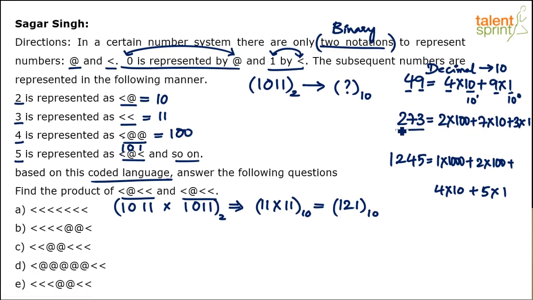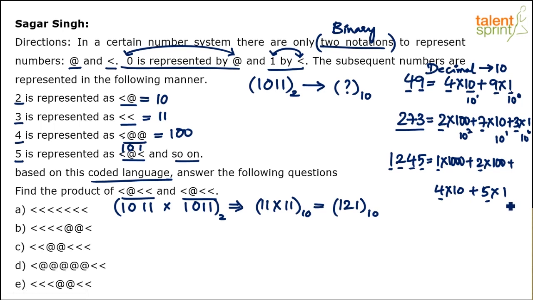Similarly, in 273, the hundreds place is 2. The tens place is 7, the units place is 3, that as it is. But how did we get this 1? This is 10 power 0. This 10 is 10 power 1. This is 10 power 2. And so on. If you look at 1245, thousands place, hundreds place, tens place, and units place. How do we get the other values here? Why are we multiplying with 1000, 100, 10, and 1?